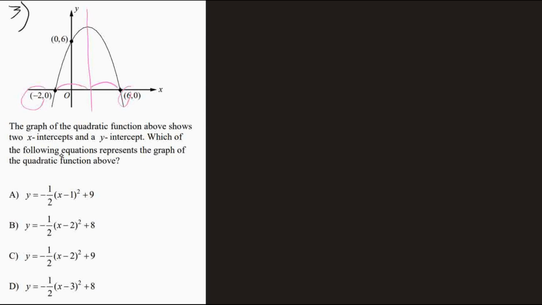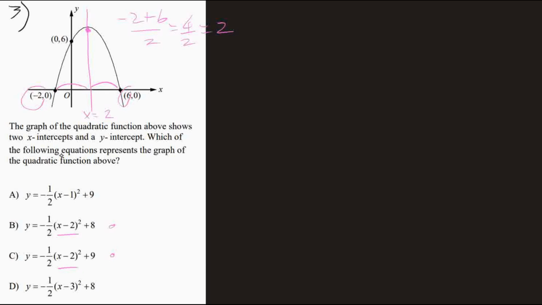So we can count negative 2 plus 6 over 2. So it's 4 over 2, and this equals 2. So this is x equals 2. And it means the x coordinate of the vertex is 2. So our choice is either this one or this one, with x minus 2.